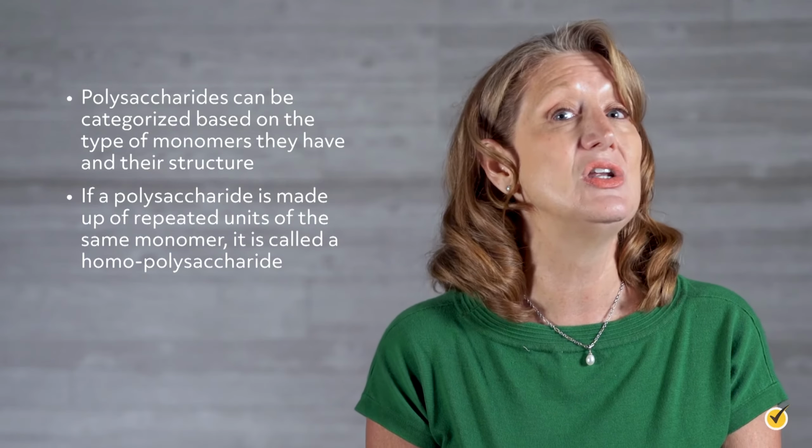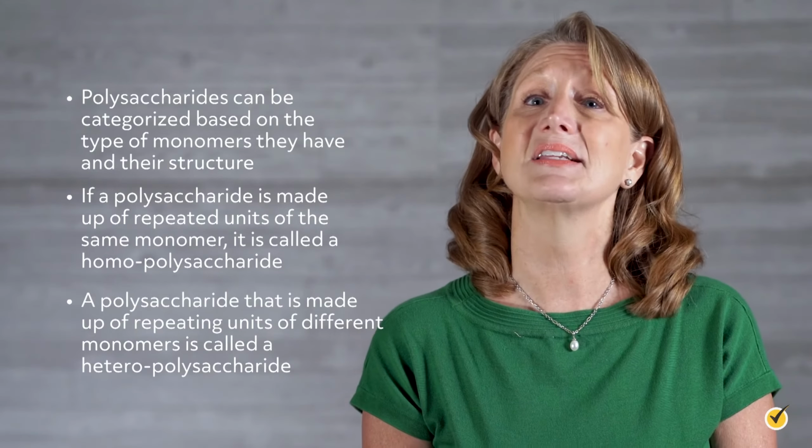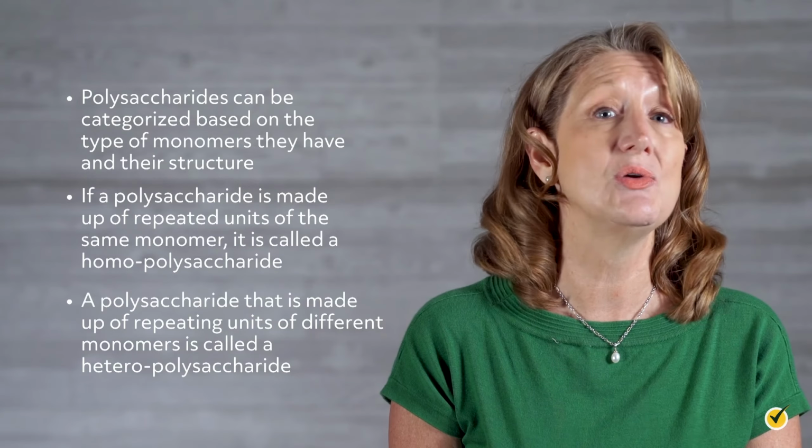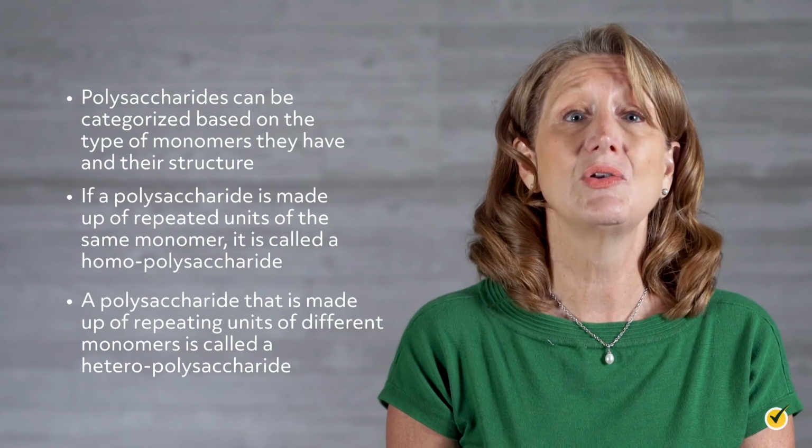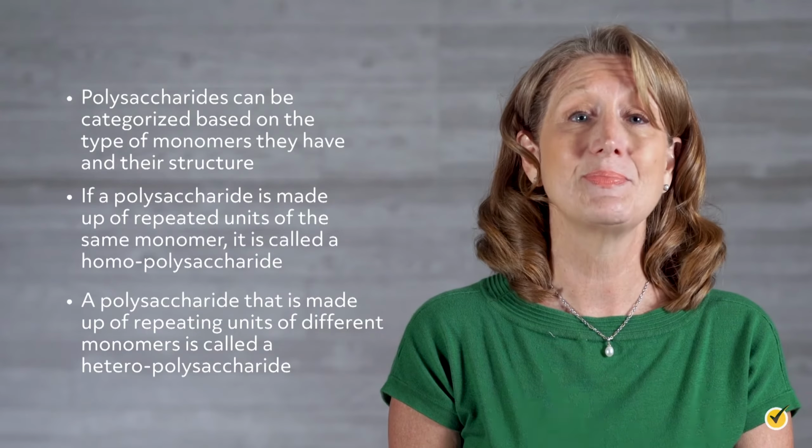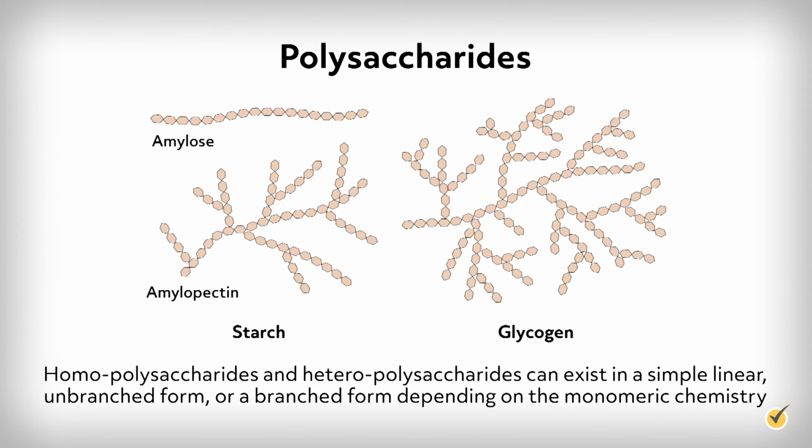Polysaccharides can be categorized based on the type of monomers they have and their structure. If a polysaccharide is made up of repeated units of the same monomer, it is called a homopolysaccharide. Contrastingly, a polysaccharide that is made up of repeating units of different monomers is called a heteropolysaccharide. Homopolysaccharides and heteropolysaccharides can exist in a simple linear unbranched form, or a branched form depending on the monomeric chemistry.